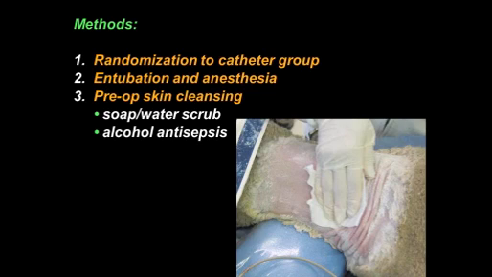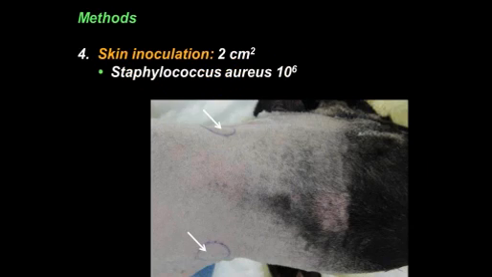I want to remove all of the normal flora from the sheep's skin because we are now going to inoculate the skin at the insertion site. We did this with Staphylococcus aureus 10 to the 6th and applied it over a 2 centimeter squared area. Why did I choose 10 to the 6th?